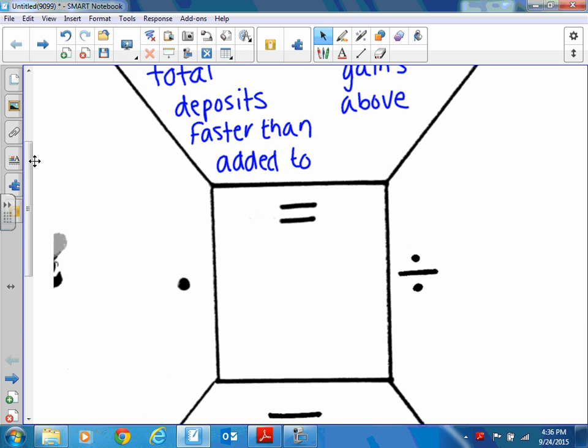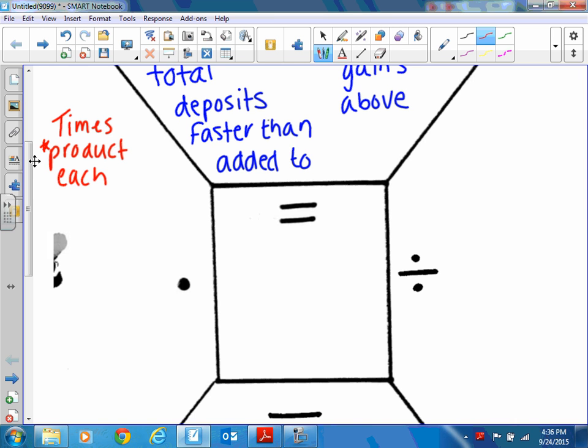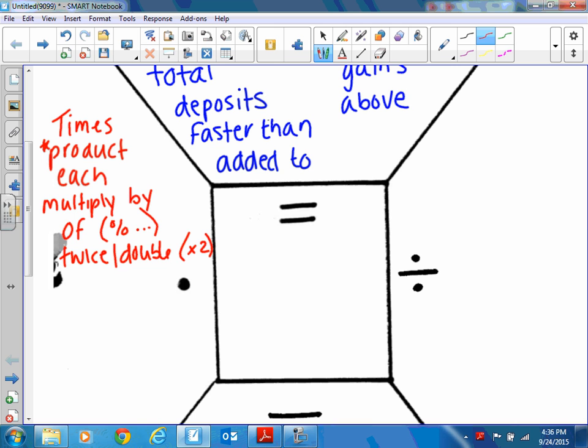There are going to be fewer for times and for multiplying and dividing. So the first one is times. Next, the product. This one you're going to see a lot. The product of 2 and x, or the product of this and that. So this one's kind of important. Each. Multiplied by. Off, as in like a percent off, right? You would multiply. Twice or double, right? We all know what that means. To double something, you're going to multiply by 2.